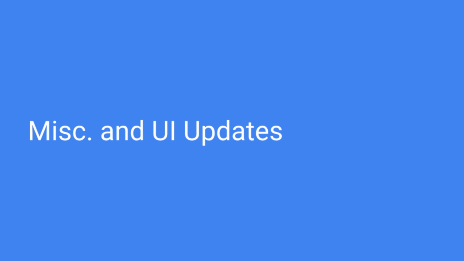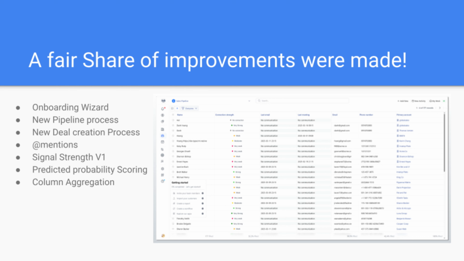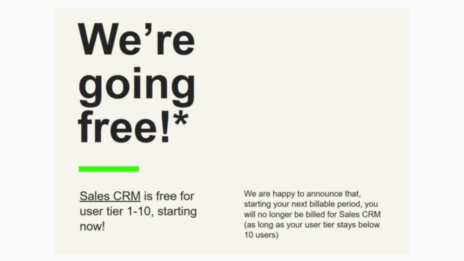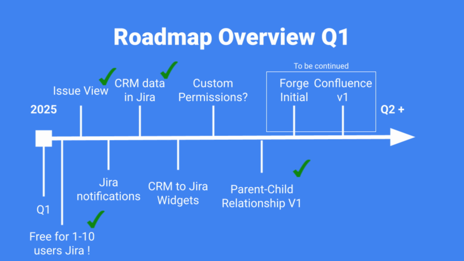We had a lot of miscellaneous and UI updates, so we made a lot of improvements to the usability of our tool. We added an onboarding wizard, revamped and simplified the pipeline and deal creation process, added mentions, added a signal strength scoring system, and a predicted probability scoring system, and column aggregation for the grid view. But by far, the biggest change we made was for Sales CRM to go free for Jira instances of 1 to 10 user tier. We are hoping that everyone is loving it. All in all, a fantastic quarter, and we are happy to build on these foundations for Q2 and beyond.